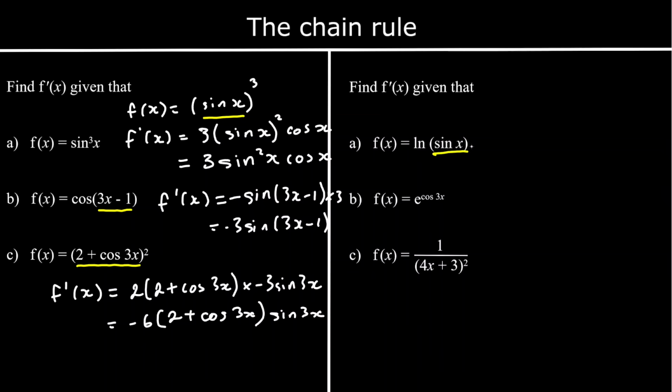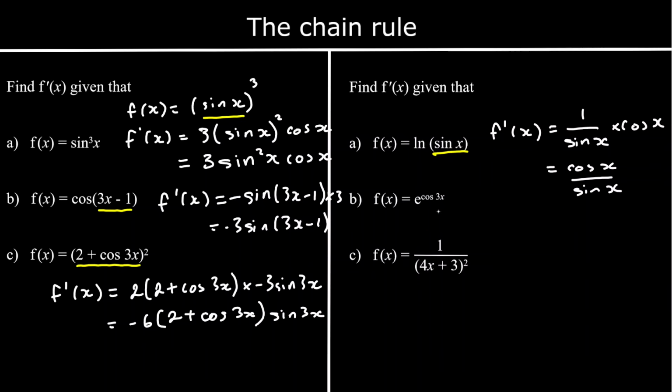So the first one, we have a function. So we're going to differentiate. So log x goes to 1 over x. It's going to be 1 over sine x times by the bracket differentiated, which is cos x. So we're going to have cos x over sine x, which you could also write as cot x.